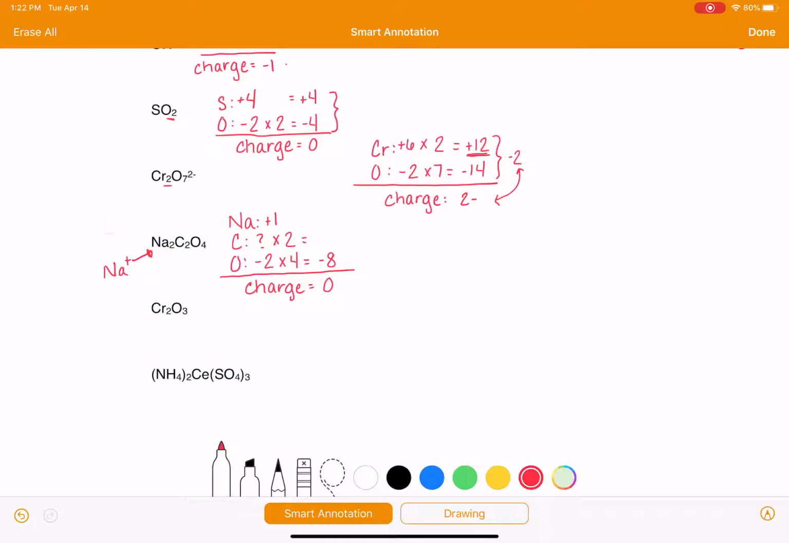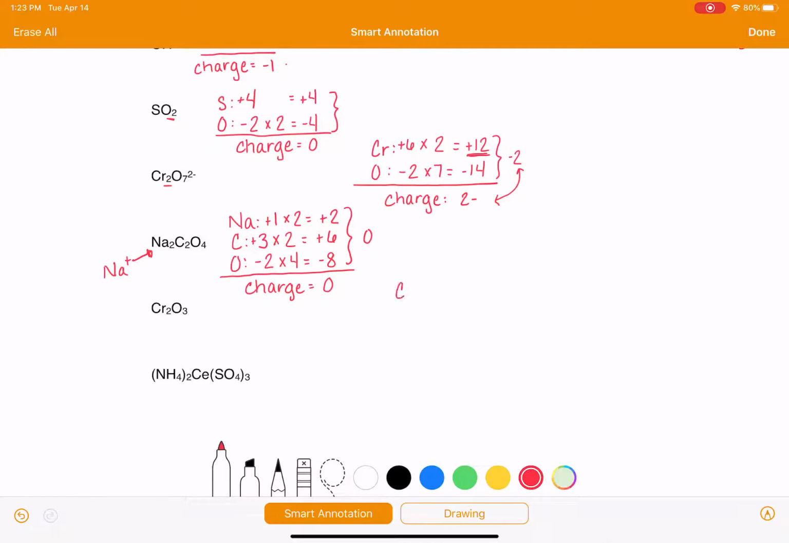Remember that for a simple monatomic ion, its charge is equal to its oxidation number. And we've got 2 of those sodiums, so together they're +2. So we have some math to solve here. +2, and then whatever carbon is, -8, has to add up to 0. So that means the total of the carbons must be +6, and that means each individual carbon must be +3.